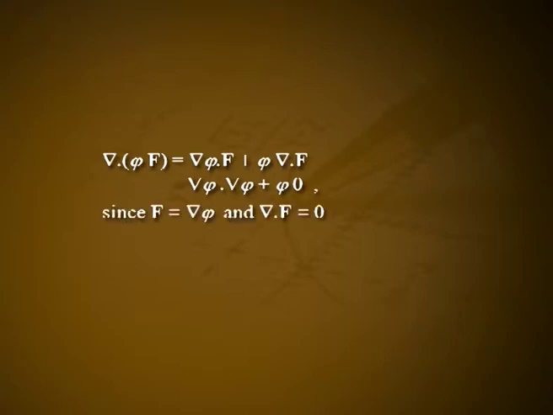Solution. We know that del dot (phi F) is equal to del phi dot F plus phi del dot F, which is equal to del phi dot del phi plus phi times 0, since F = del phi and del dot F = 0, which is equal to del phi dot del phi, which is equal to mod del phi squared, which is equal to mod F squared, which is equal to F².